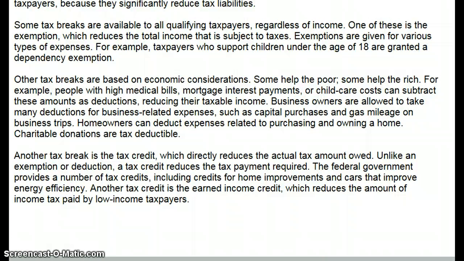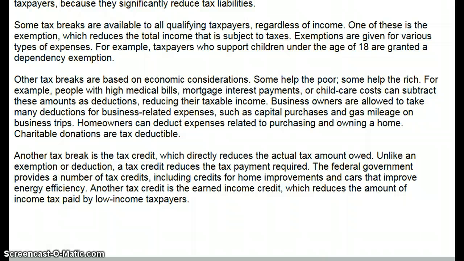Other tax breaks are based on economic considerations. Some help the poor, some help the rich. For example, people with high medical bills, mortgage interest payments, or child care costs can subtract these amounts as deductions, reducing their taxable income. Business owners are allowed to take many deductions for business-related expenses, such as capital purchases and gas mileage on business trips. Homeowners can deduct expenses related to purchasing and owning a home. Charitable donations are tax deductible.